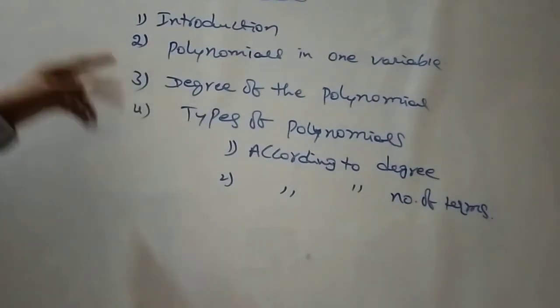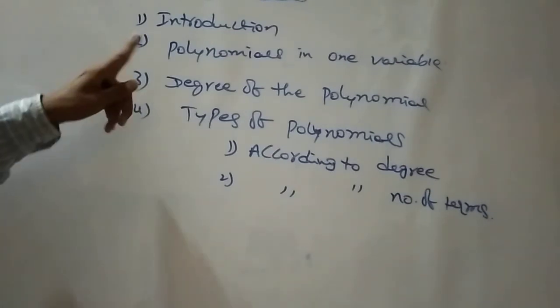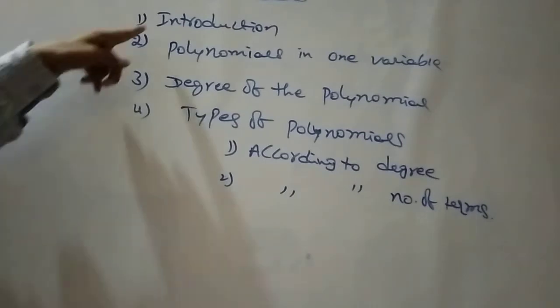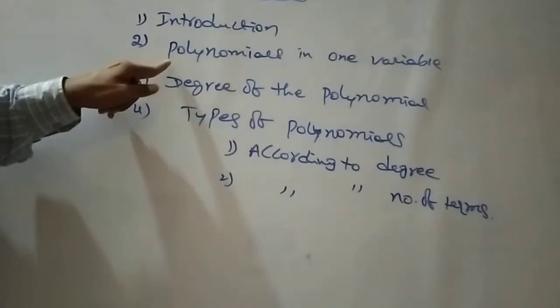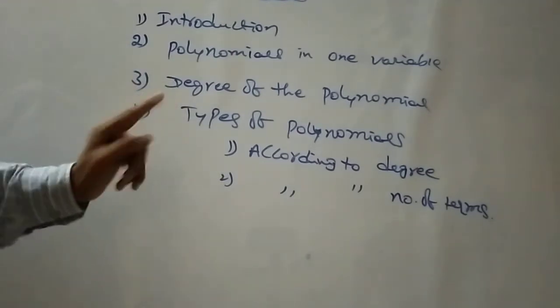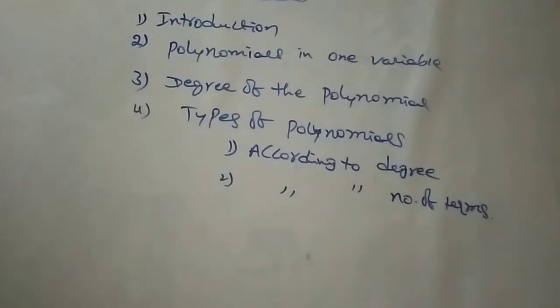In this class we will discuss the introduction, what is a polynomial, and the difference between expressions and polynomials. Next, polynomials in one variable. Next, degree of the polynomial. Next, types of polynomial according to degree and according to number of terms. We will discuss one by one, clearly. First, introduction.